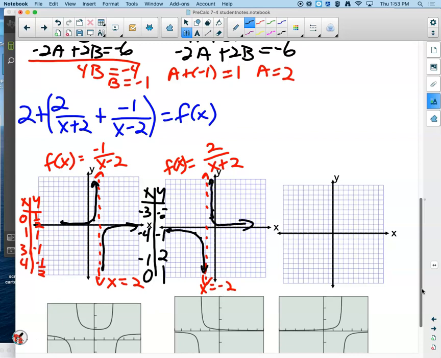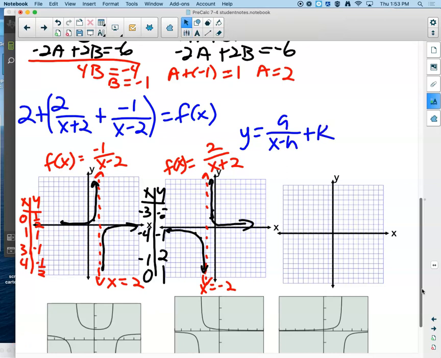And I guess I should mention, because you might not have seen this for quite a while, we're doing this right now in Algebra 2: what I'm using here is the general form y equals a over x minus h plus k for these two. And that means that the k value, the horizontal asymptote, will be y equals 0. So that's how I know these are not going to touch the x-axis.